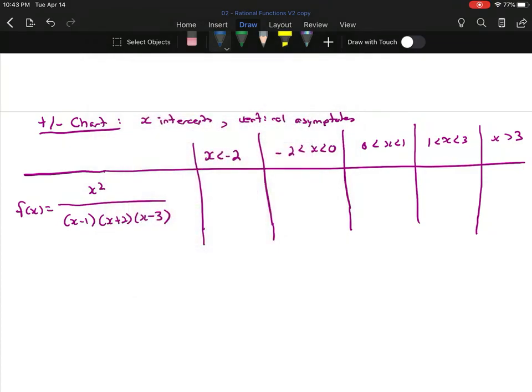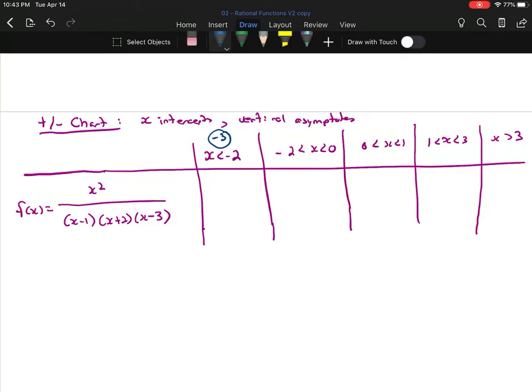I'm going to need another color here, blue. So to decide what's happening for x less than -2, what I need is a number to represent that section. You can pick any number less than -2 to figure out whether this thing's going to be positive or negative in that section. I'm going to use -3, very close to -2, but it doesn't have to be. I could use -5, -10, whatever.